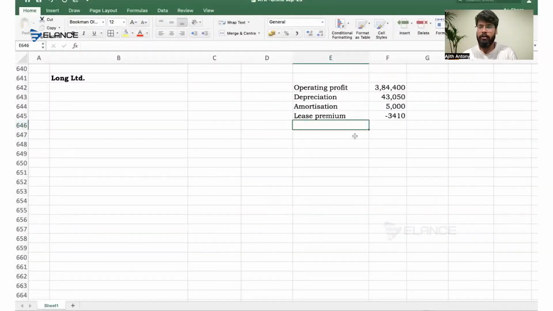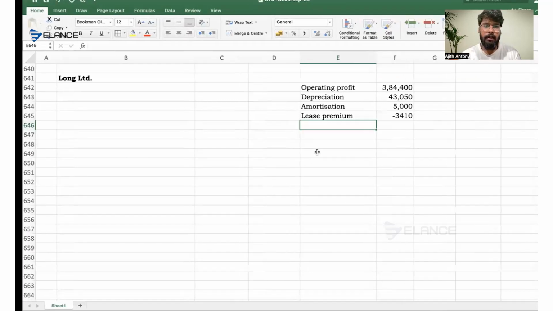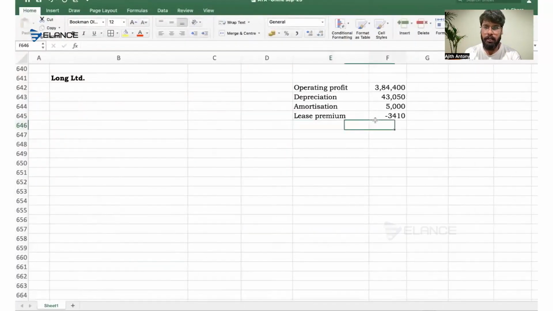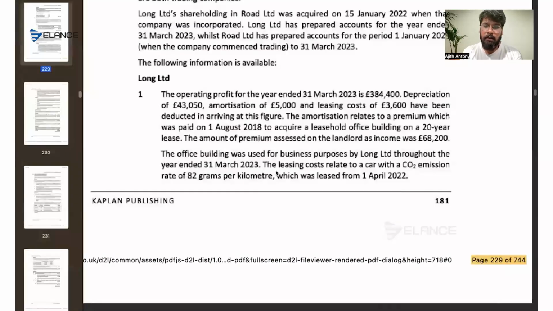So 3,410 we should deduct while computing this tax adjusted trading profit. And then, okay, now we are moving to the lease amount. The office building was used for business purpose by Long Limited throughout the year ended 31st March 23. So we can deduct the whole 3,410 as lease premium. And the leasing cost related to a car with a CO2 emission of 82 gram per kilometer, which was leased from 1st April 2022. Actually, this 3,600 they had spent to leasing a car.